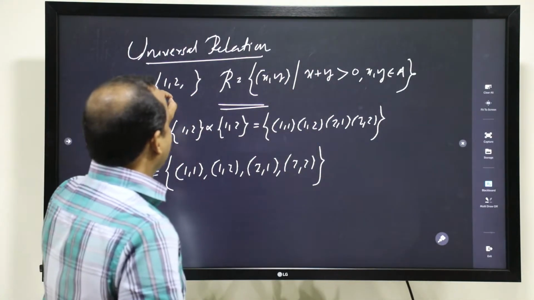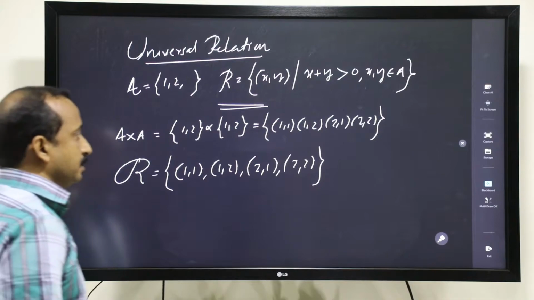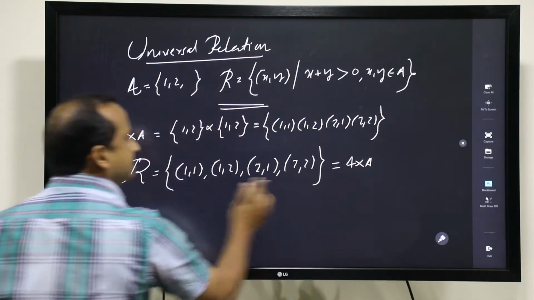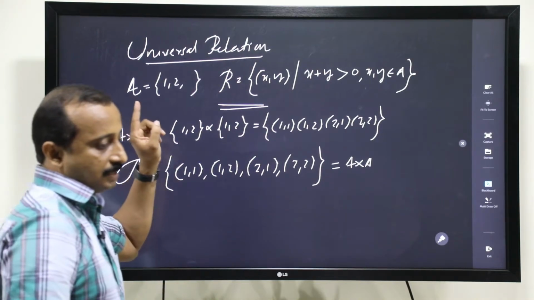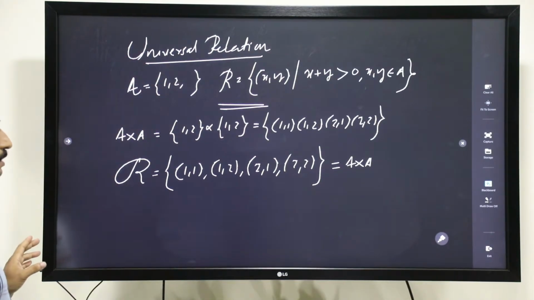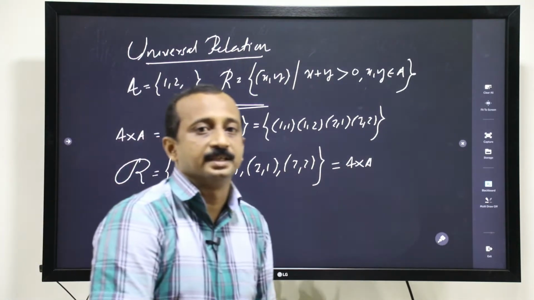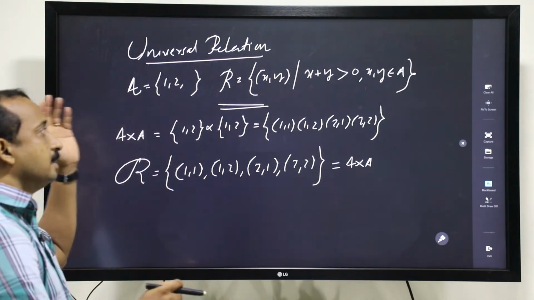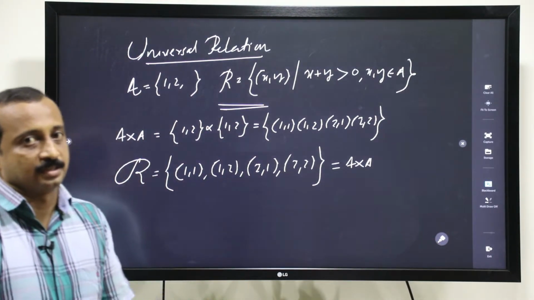That means each element of set A is related to every element of that set, so here R is equal to A cross A. This type of relation is called a universal relation. If a relation contains no element, it is called an empty relation, and a relation that contains all the elements of A cross B or A cross A is called a universal relation.